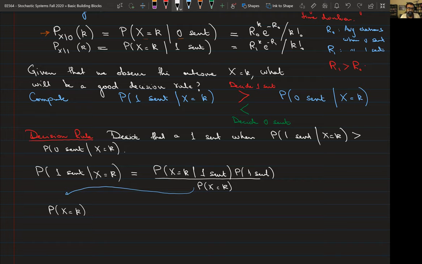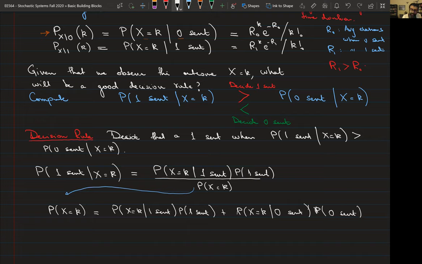You have a question? Total law of probability. Excellent. So you can use the total law of probability to evaluate this, and the total law just says that this is equal to probability x equals k given 1 cent, times probability 1 cent, plus probability that x equals k given 0 cent, times probability 0 cent. All of this information is given to us, except perhaps you would say, what is probability 1 cent or probability 0 cent?